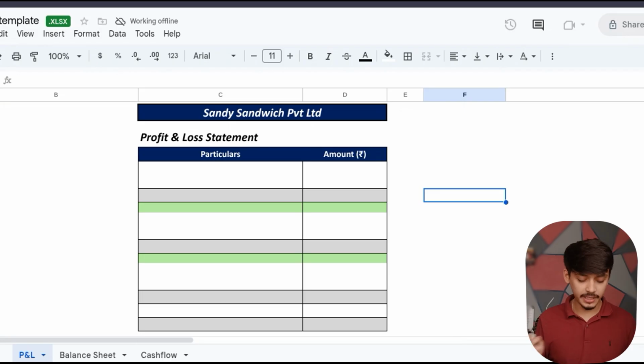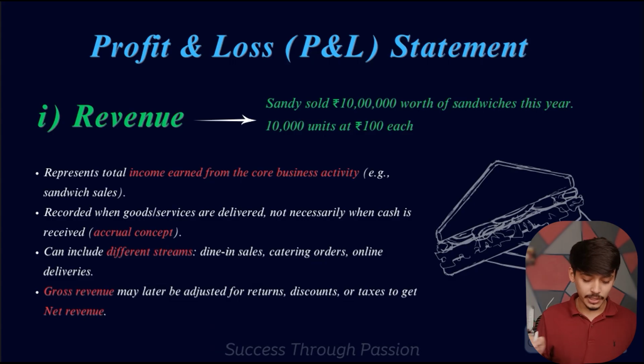Here we have the entire template ready for creating a profit and loss statement for this company. We have built this on Excel, and in this video we are going to fill up this entire template as we go through each and every line item. The first element of the P&L statement is revenue. Before moving to the revenue earned by the company, we will first understand what revenue is and how we are going to record it in the books of account.